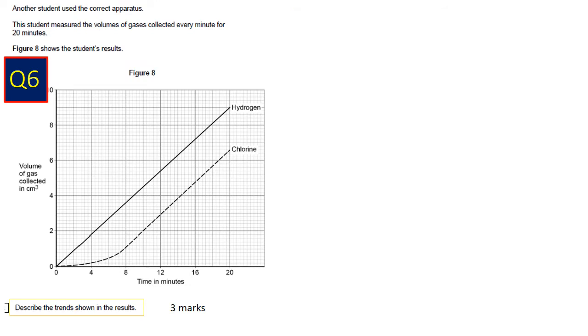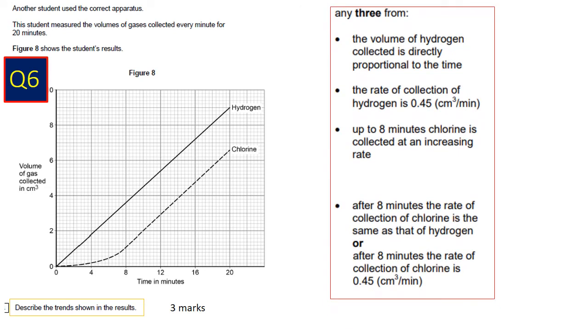So we have another student's data here, and we're asked to describe the trend, and we're told this is 3 marks. So when describing what is going on in the graph, you ideally want to describe the trend, what happens when one thing increases, what happens to the other. If you can back that up with data, that is also really useful. And you also want to point out if there are any changes in rate of reaction. There are multiple things you could get marks for on this graph, and different ways you could phrase it. But they're looking for things like the volume of hydrogen is directly proportional.